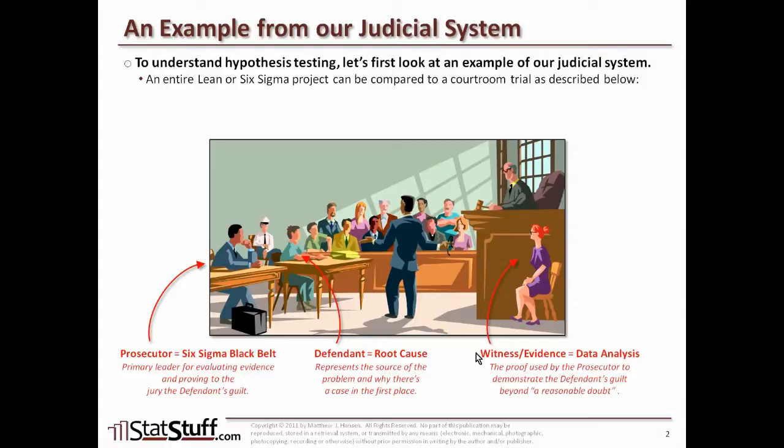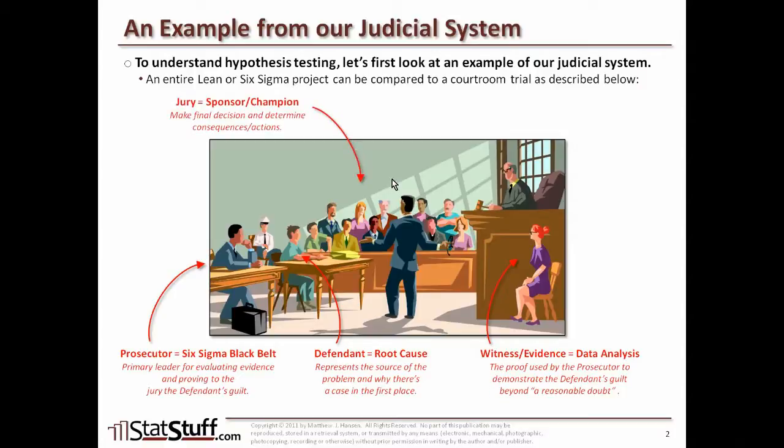Then we also have the witness or the evidence that's usually used to help build the case for the prosecutor. Well, that might be represented in the data analysis. It's all the proof, all the evidence that's used to support why this is the root cause. In the same way, that's what a typical Six Sigma black belt might do when they're leading a project. They try to gather some data evidence that is the proof that they need to prove that this is the root cause and this is what needs to be fixed.